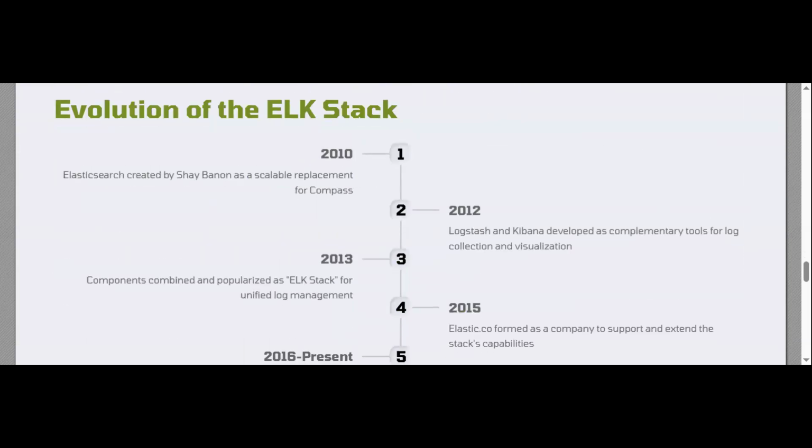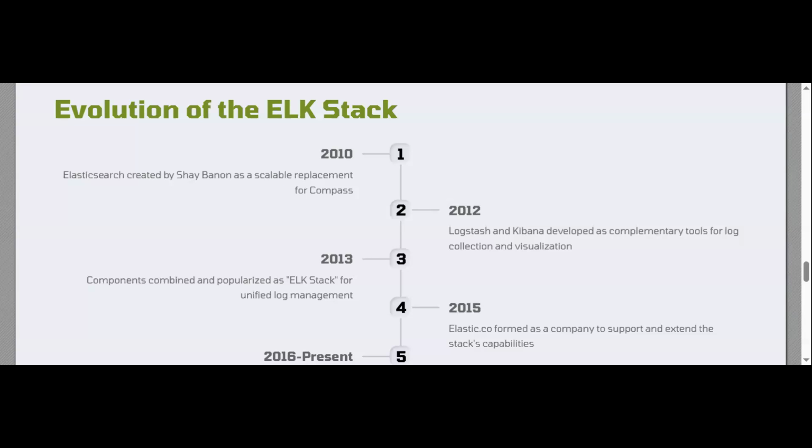Next, evolution of the ELK stack. Elasticsearch was created in 2010 by Shay Banon, as a scalable replacement for Compass. Previously one more tool was there, Compass, and it was a replacement for that. Then in 2012, Logstash and Kibana were developed as complementary tools, mainly for log collection and visualization. Then they combined everything as the ELK stack in 2013, mainly for log management.